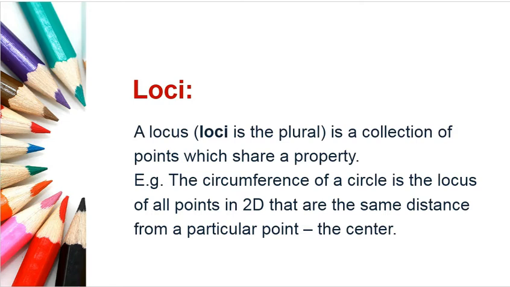After that, what is loci? Basically, locus, and loci is the plural, is a collection of points which share a property. So here we will find the collection of points which share that property. For example, the circumference of a circle is the locus of all points in 2D that are the same distance from a particular point, the center.